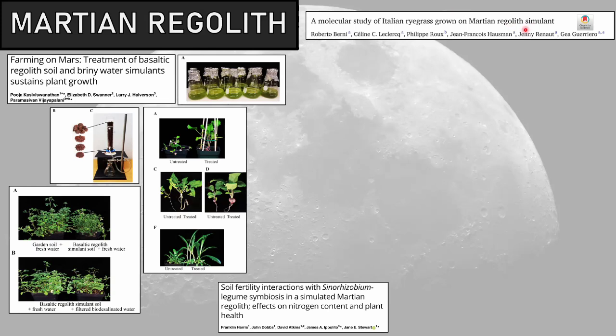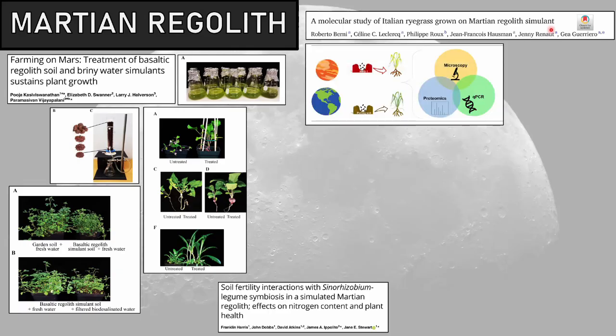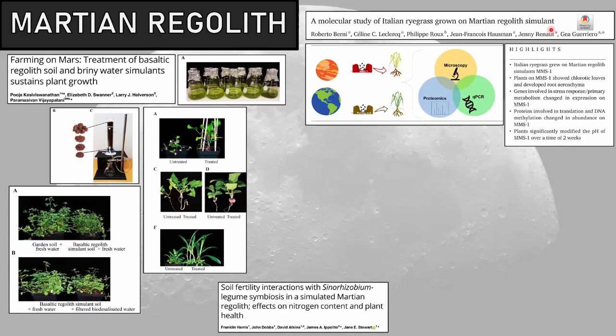There was the molecular study of Italian ryegrass grown on Mars regolith simulant, compared to Earth simulant. They did microscopy, proteomics, qPCR. They were able to get ryegrass to grow in Martian simulant, but there were stress issues, as you would suspect.